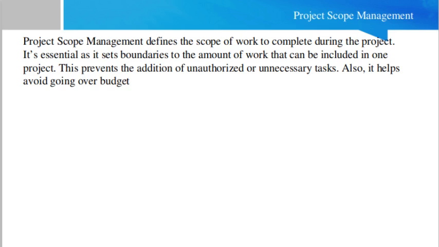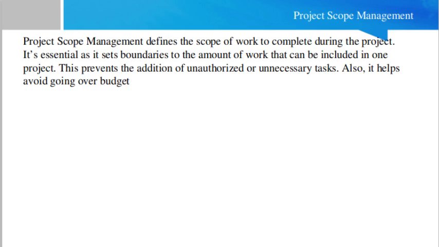So let's start, friends. Project scope management is a knowledge area which we have taken from the PMBOK guide, the Project Management Body of Knowledge. This is basically a book issued by PMI, and this book defines the standards and industry best practices for project management. So one of the knowledge areas is project scope management. Now what is scope management basically, friends? Project scope management drives the scope of work to complete during the project. It's essential as it sets boundaries to the amount of work that can be included in one project.